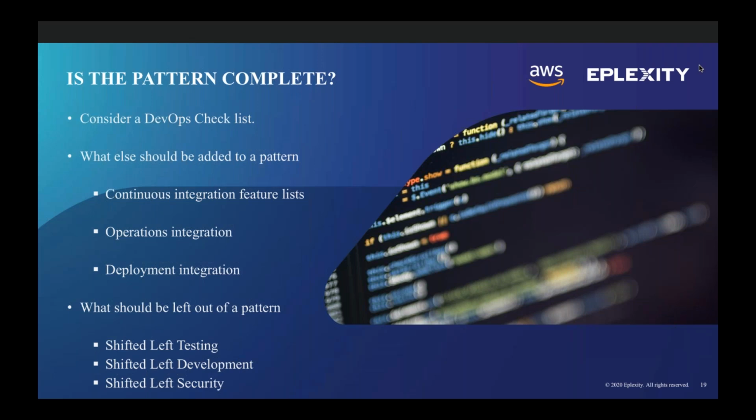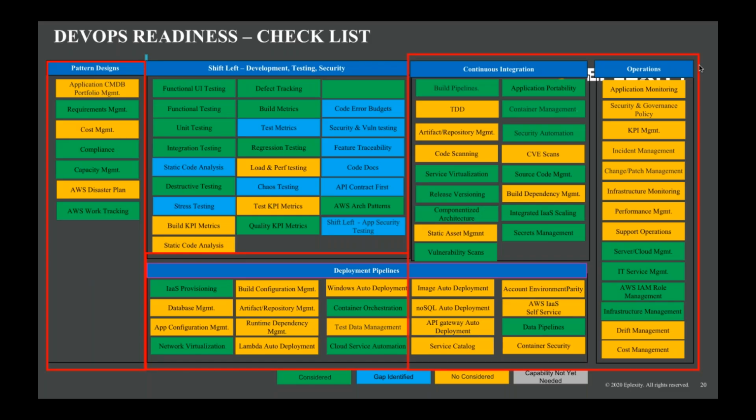What else is left? Well, at Aplexity, we spend a lot of time doing DevOps checklists and DevOps readiness, and everything that's surrounded in red: design patterns, deployment pipelines, continuous integration, operations. All those are part of the DevOps practice, and there are more. And this happens to be a readiness checklist that I did quickly over the pattern.